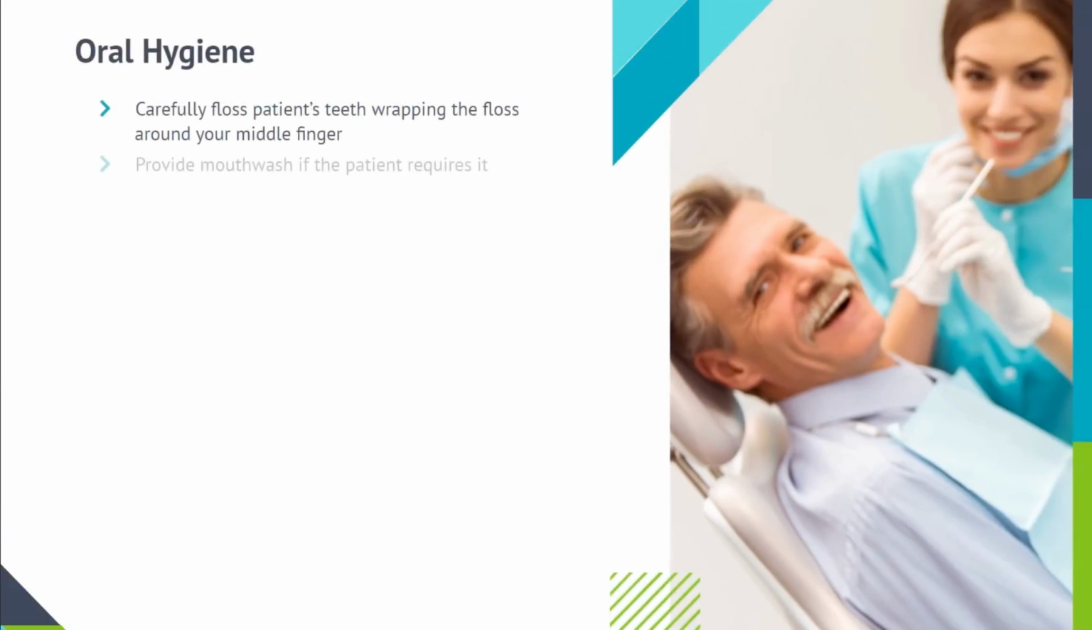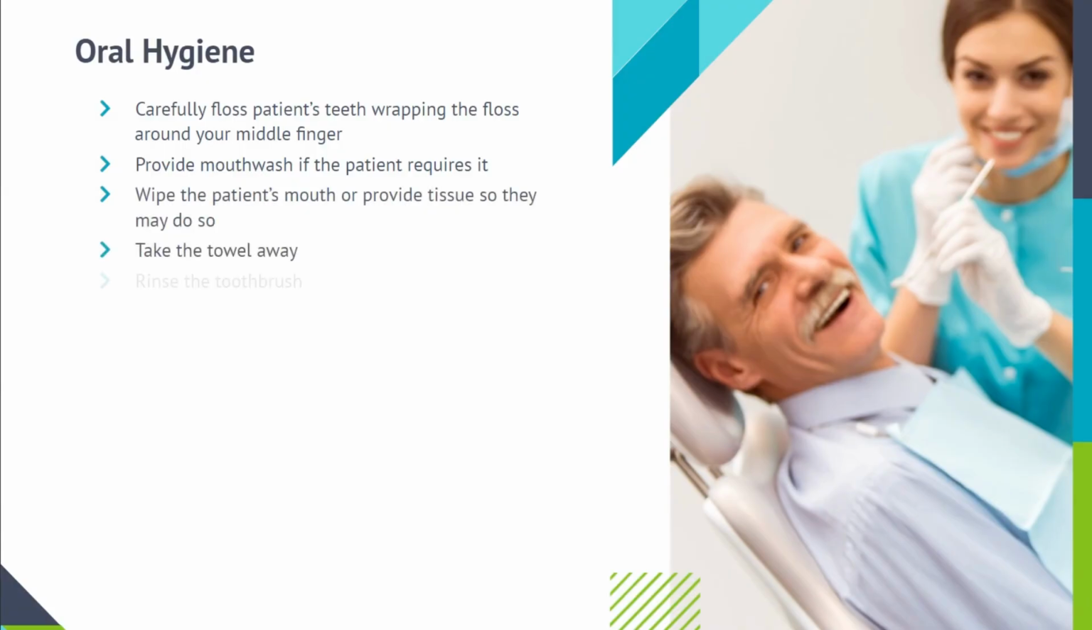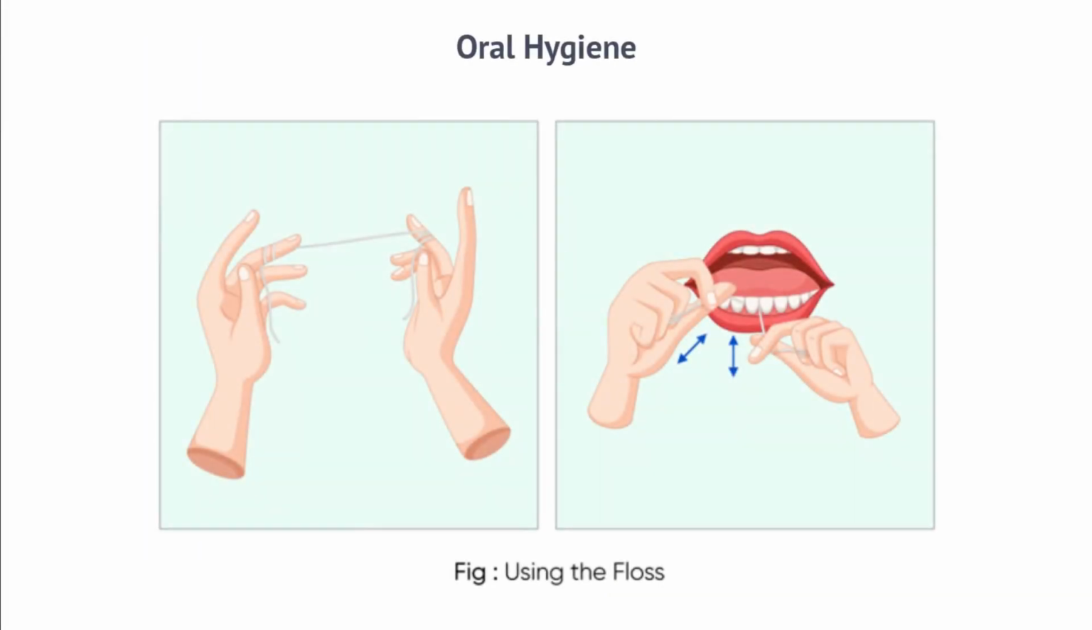Carefully floss patient's teeth, wrapping the floss around your middle finger. Provide mouthwash if the patient requires it. Wipe the patient's mouth or provide tissue, so they may do so. Take the towel away. Rinse the toothbrush. Take off gloves and mask. Finish the procedure. Figure, using the floss.